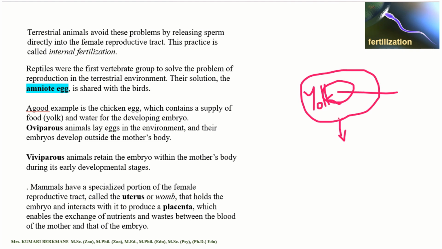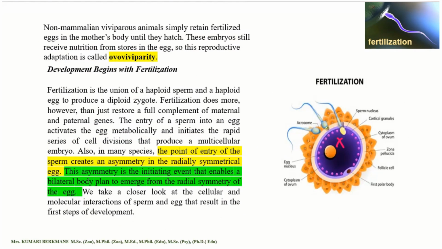Egg-laying animals are called oviparous, and viviparous animals give birth to young ones. They give birth to young ones, so they are called viviparous. Ovoviviparous means they lay the egg, but the egg is retained inside the body and the embryo develops there. That is called ovoviviparous.